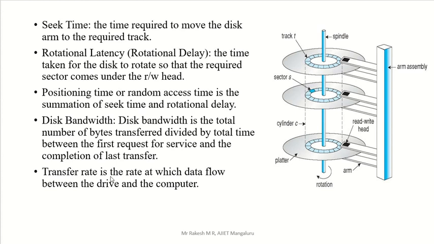And transfer rate. We have the disk on one side and the computer on the other. How much data is transferred at a time is called the transfer rate: the rate at which data flows between the drive and the computer. Drive means this entire thing, which contains a lot of platters, so that is called the drive. How much data is transferred is the transfer rate.